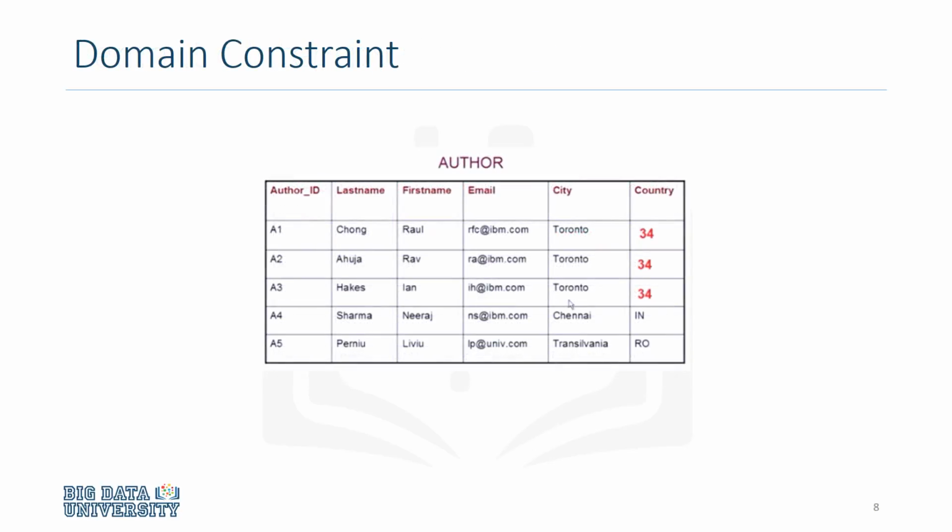A domain constraint specifies the permissible values for a given attribute. For example, in the relation author, the attribute country must contain a 2-letter country code such as CA for Canada or IN for India. If a number value of 34 is entered for the country attribute instead of a 2-letter country code, the value 34 does not have any meaning.